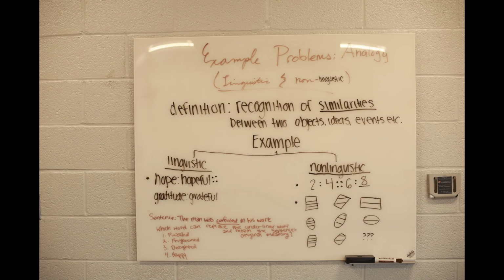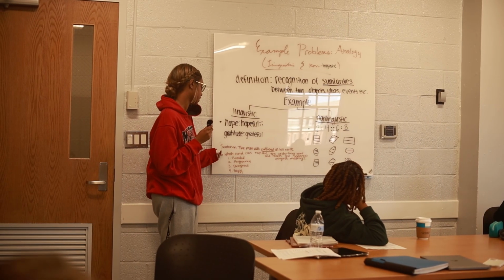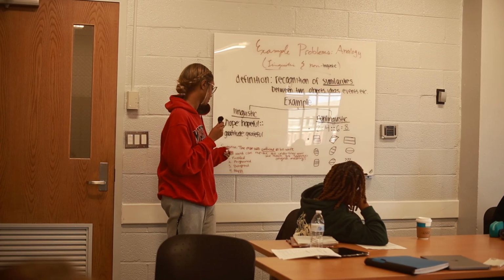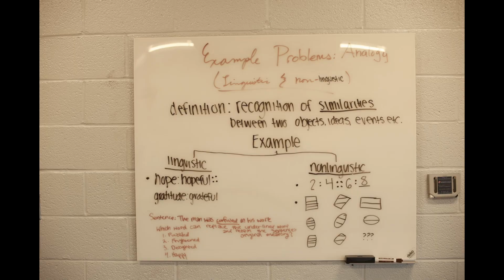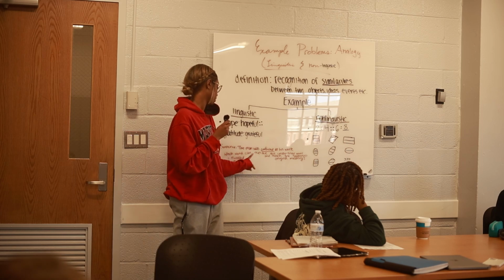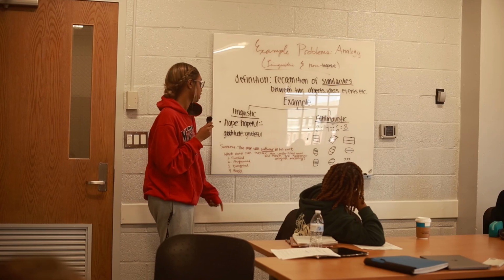So we did analogy, and that's just a recognition of the similarities between 2 objects, ideas, events. And a linguistic example, we did this in class, but I would think we should note this one. We didn't do this one, but somebody else did, but it was a good example. The question is, the man was confused on his work, replace the underlined word and retain the sentence's original meaning. The options are puzzled, frightened, delighted, and happy. And while utilizing the context, you find the similarity within the question.